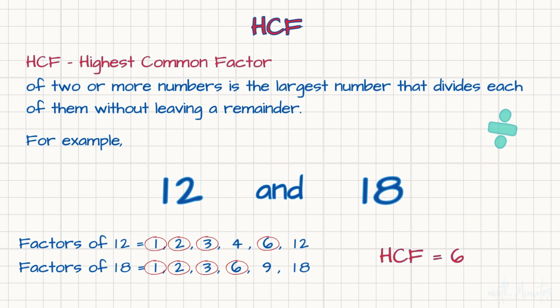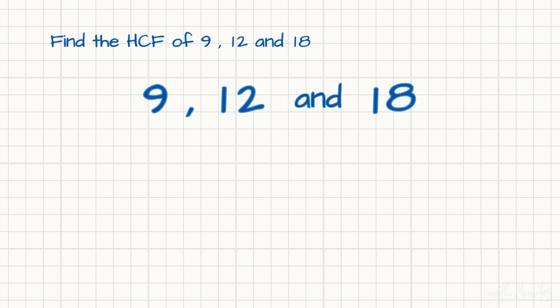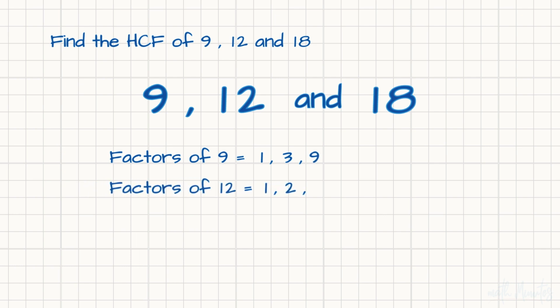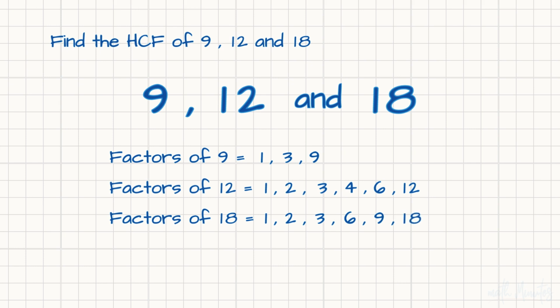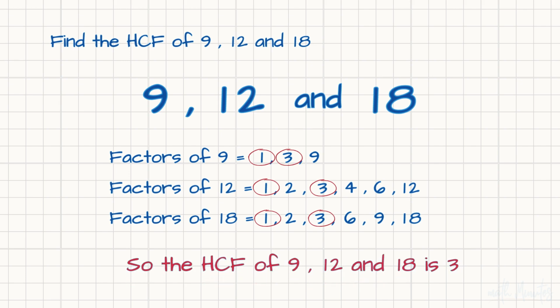Just like with the lowest common multiple, we can apply the same process for three or more numbers. Let's say we have the numbers 9, 12 and 18. We list their factors, 1, 3 and 9 for 9, 1, 2, 3, 4, 6 and 12 for 12, and 1, 2, 3, 6, 9 and 18 for 18. The highest number that appears in all three lists is 3, which is the highest common factor of 9, 12 and 18.